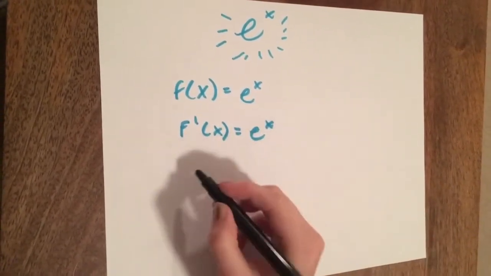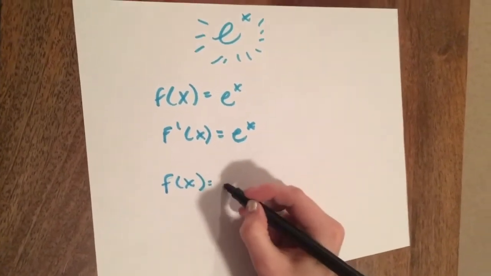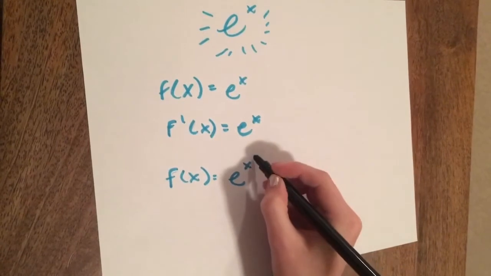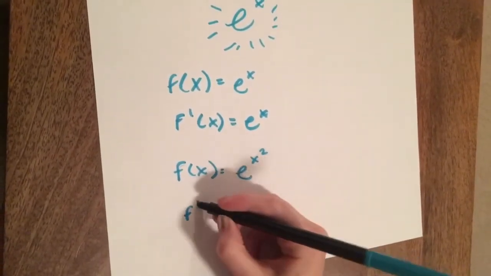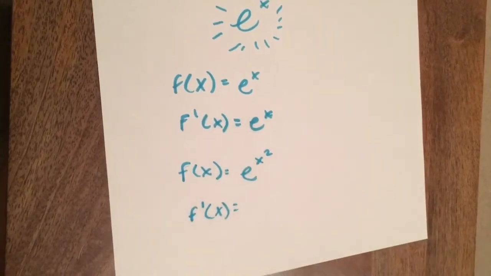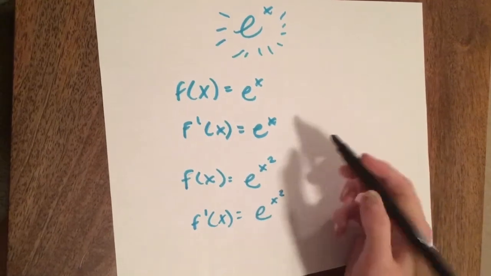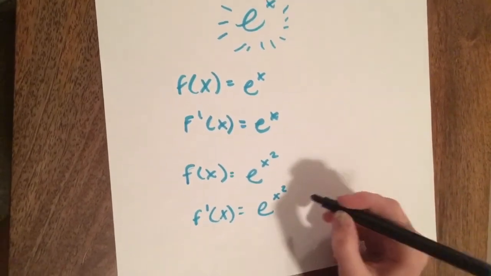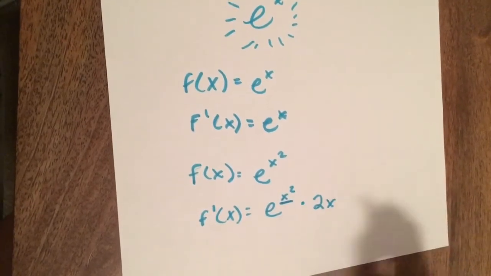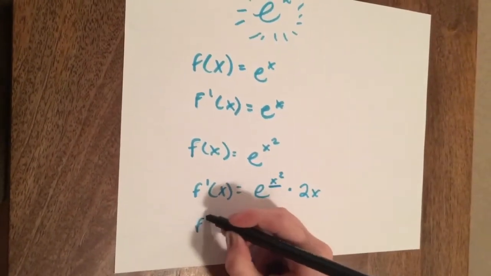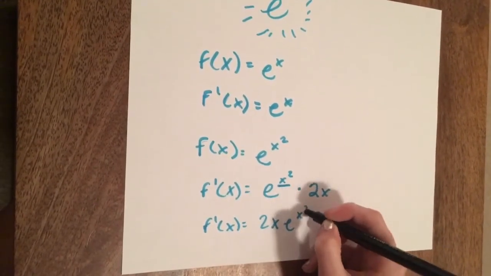But a special example would be if the x had something attached to it, say e to the x squared. So when you take this derivative, you're going to use some of the chain rule you just learned. So you're going to have e to the x squared, since the derivative of e to the x is just the same thing it was. And then you're going to take the derivative of the inside, which is 2x. So your final answer is going to be 2x e to the x squared.